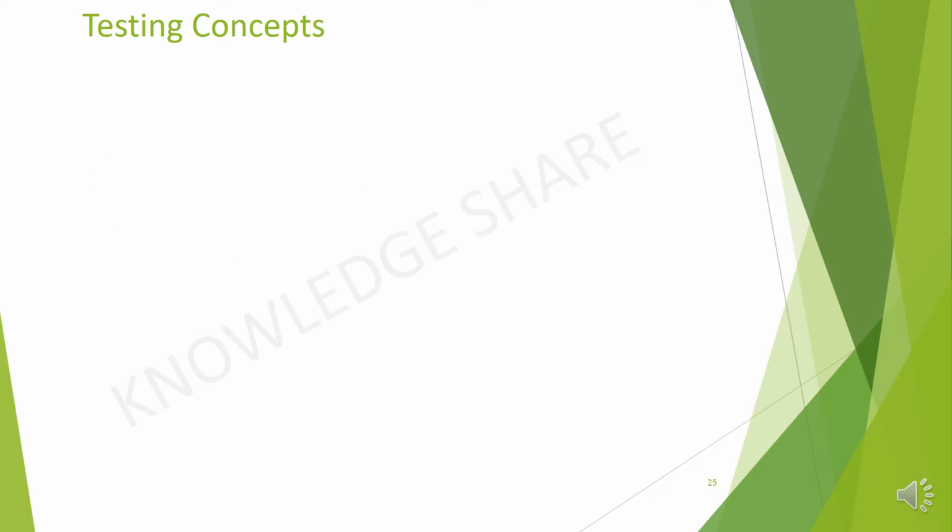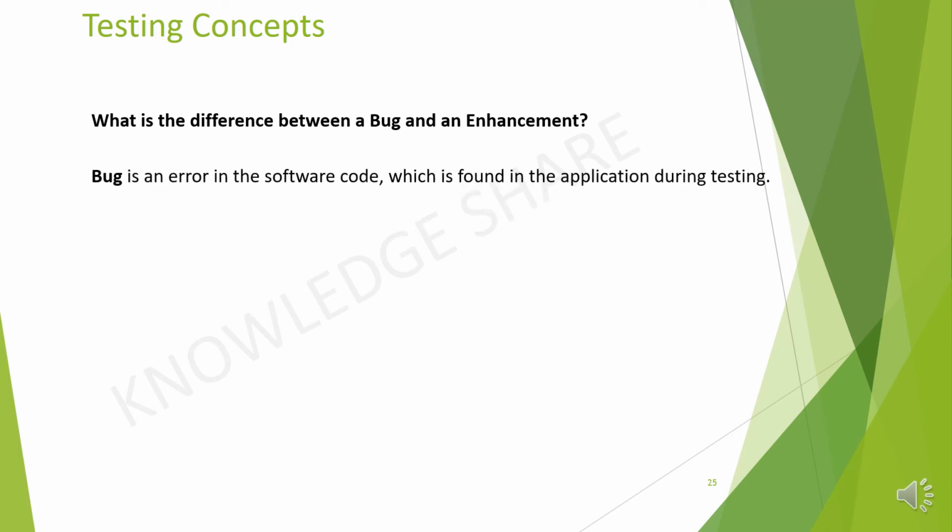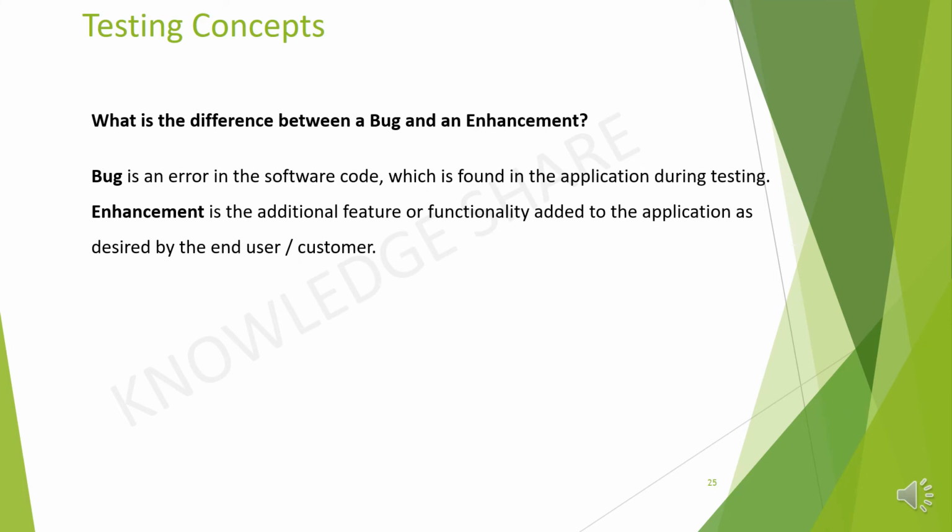Next question, difference between bug and enhancement. Bug is an error in the software code which is found in the application during testing, whereas enhancement is the additional feature or functionality added to the application as desired by the end user or customer.